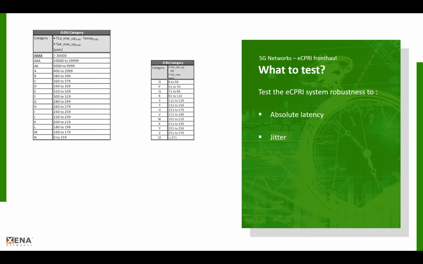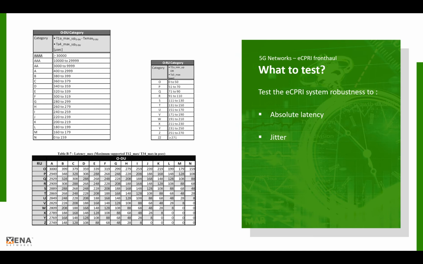Given the delay categories of the DU and the RU, it's now possible to put a limit on the maximum latency of the Fronthaul network connecting the two. The table shown here at the bottom shows valid combinations of DU, RU, and the Fronthaul maximum latency. This indicates that if you have a DU of category H and an RU of category T, the combination will allow for a maximum delay in the Fronthaul network of 148 microseconds.